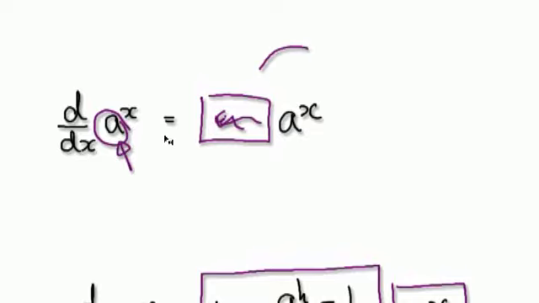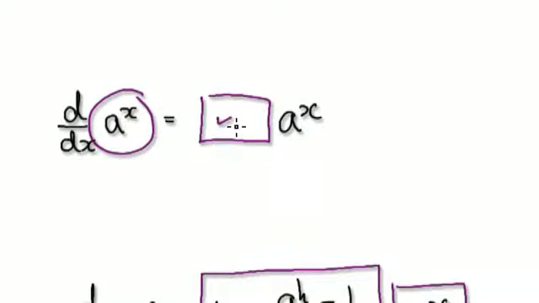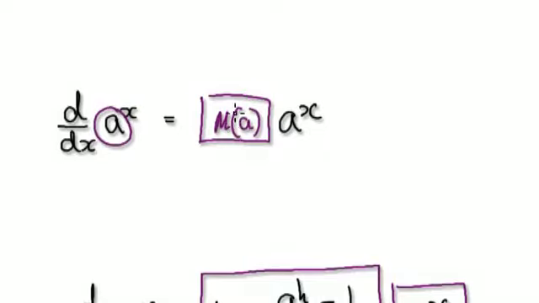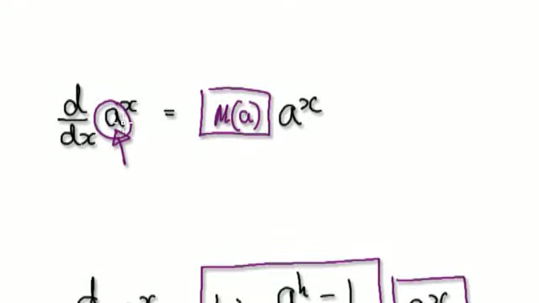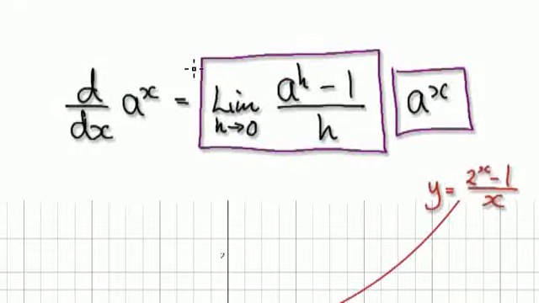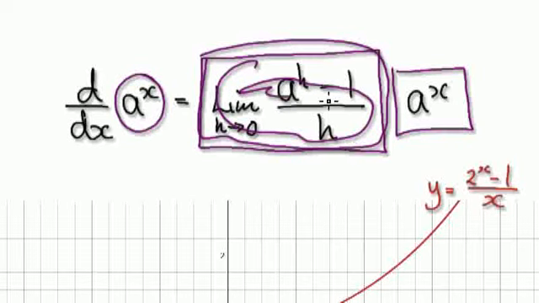Okay, so when you differentiate a to the power of x, you're going to get some constant, but this constant depends on this a here. So you can imagine it as a function of something that is dependent on a. Okay, so we've seen several times that when you differentiate a to the power of x, you're going to get some constant times a to the power of x.